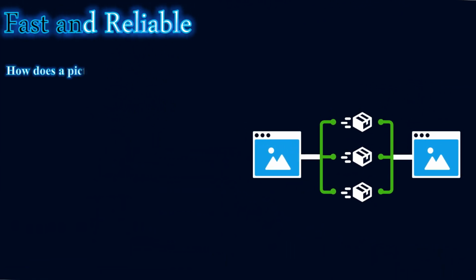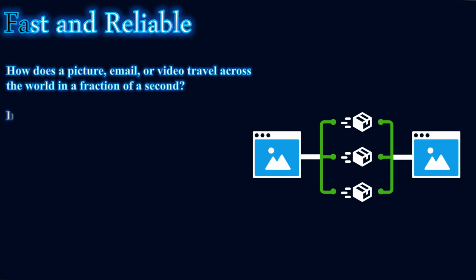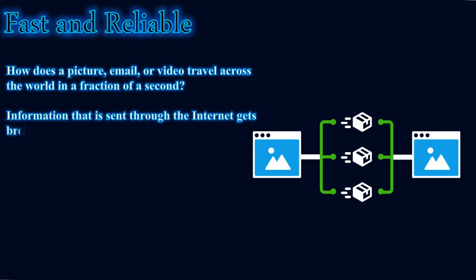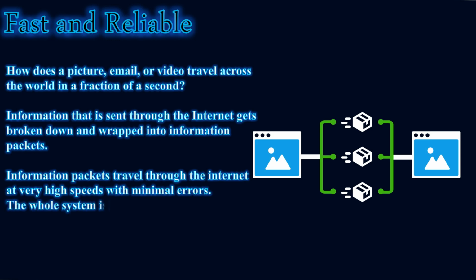So, how does a picture, email, or video travel across the world in a fraction of a second? Information that is sent through the internet gets broken down and wrapped into information packets. Information packets travel through the internet at a very high speed with minimal errors. The whole system is highly reliable and incredibly fast.